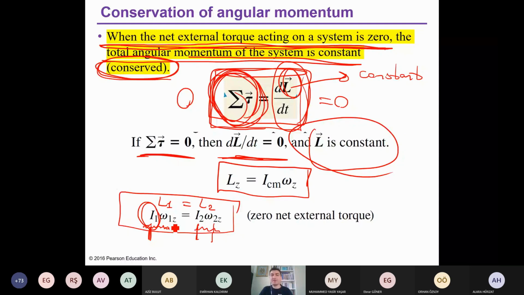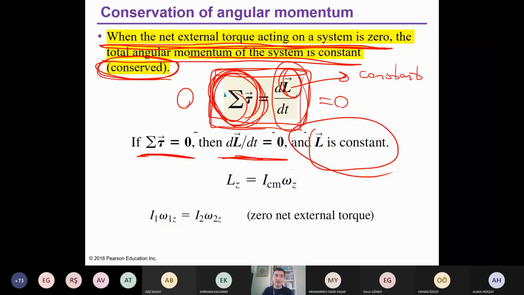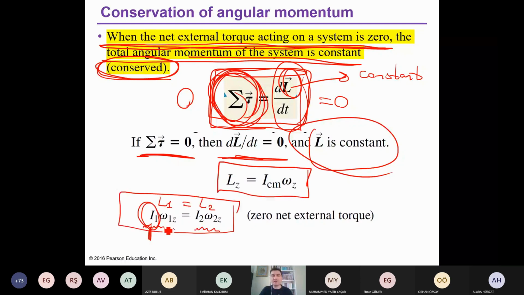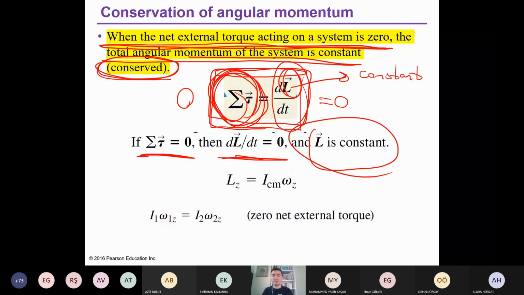If there is no net external torque acting on the system, this is the conservation of angular momentum, and it is very helpful information in chapter 9 and chapter 10. Remember the conservation of momentum in the previous chapters, okay? When you are solving some problems, you use the conservation of momentum. Sometimes you use the conservation of energy. And within this chapter, you can use the conservation of angular momentum if the net torque acting on the system is 0.